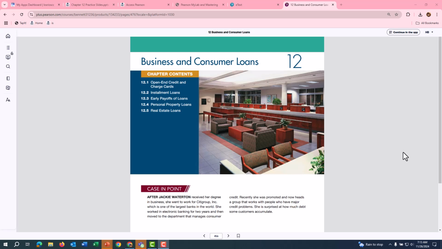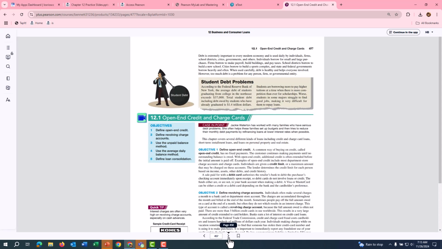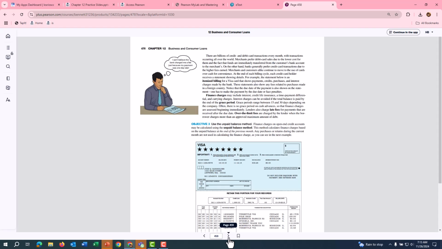In Chapter 12, we're discussing business and consumer loans. Let's look at a couple example problems. In 12.1, we're talking about open-end credit and credit cards. In this chapter, we have some basic definitions, understanding debt, and open-end charge cards.